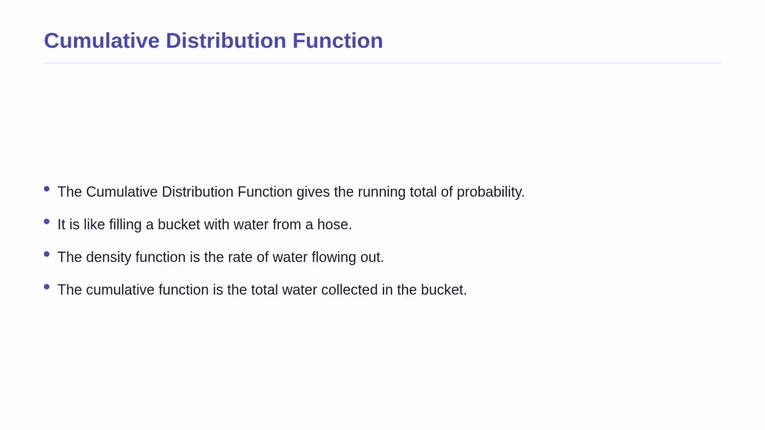While the density curve shows us the probability at a specific spot, we often want to know the running total of probability up to a certain point. Imagine filling a bucket with water from a hose. The rate at which the water flows out of the hose is like the density function. The total amount of water that has collected in the bucket at any given time is the cumulative amount. In statistics, this running total is called the cumulative distribution function. It answers a very simple question. What is the probability that our variable is less than or equal to a specific value?